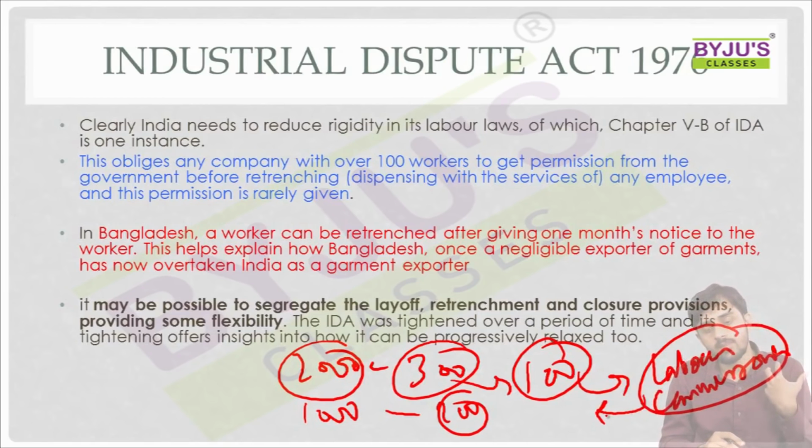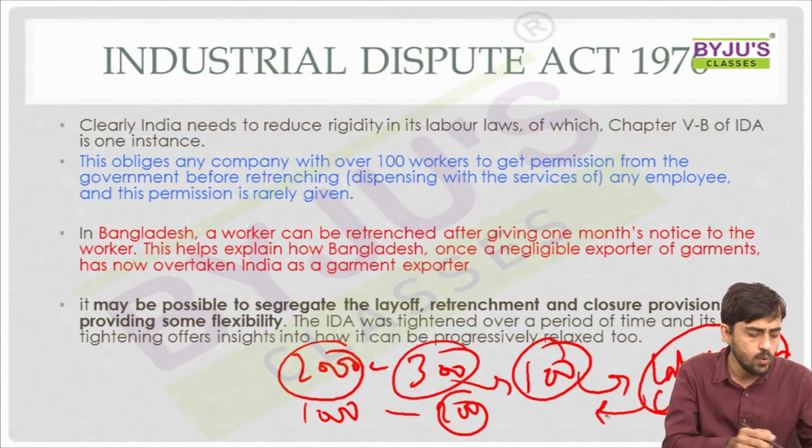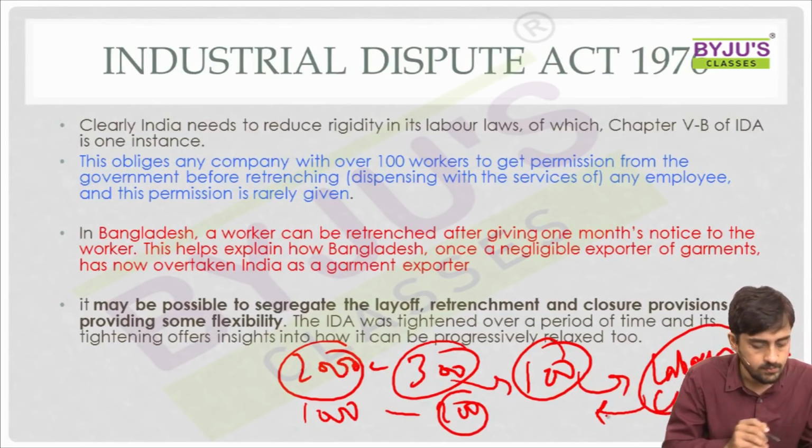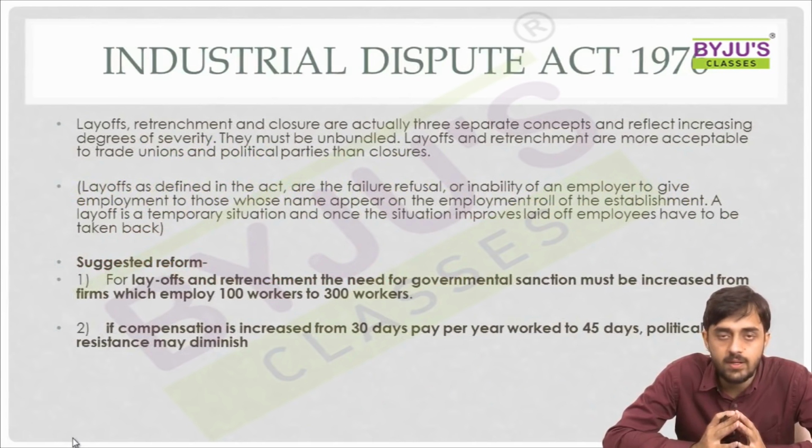Now suggestions have been made that we can relax the law. What are the suggestions, we'll see as we move forward. Now, one of the suggestions that has been made is, for example, we can segregate layoffs and retrenchments and closure provisions within the IDA Act. What basically this means is that the terms layoffs, retrenchment and closure are different terms and have different meanings.